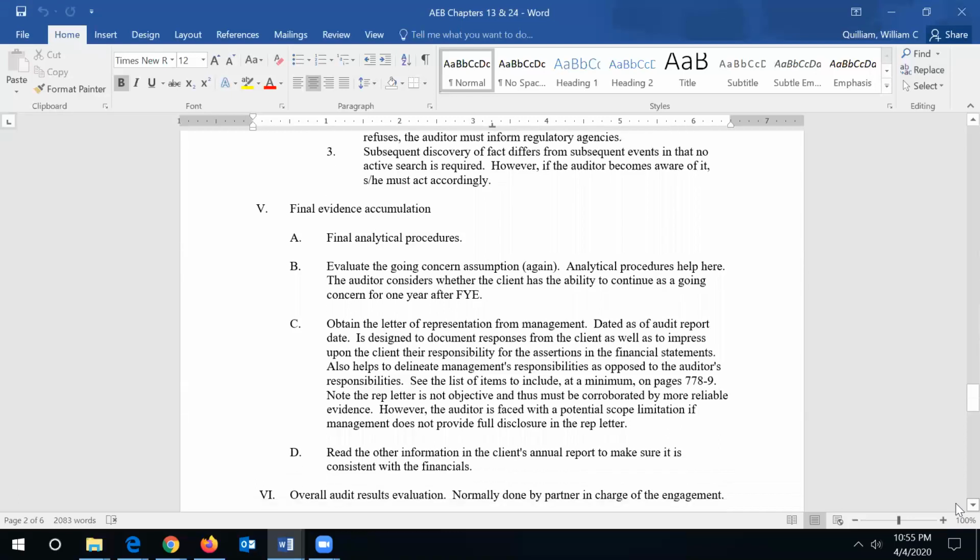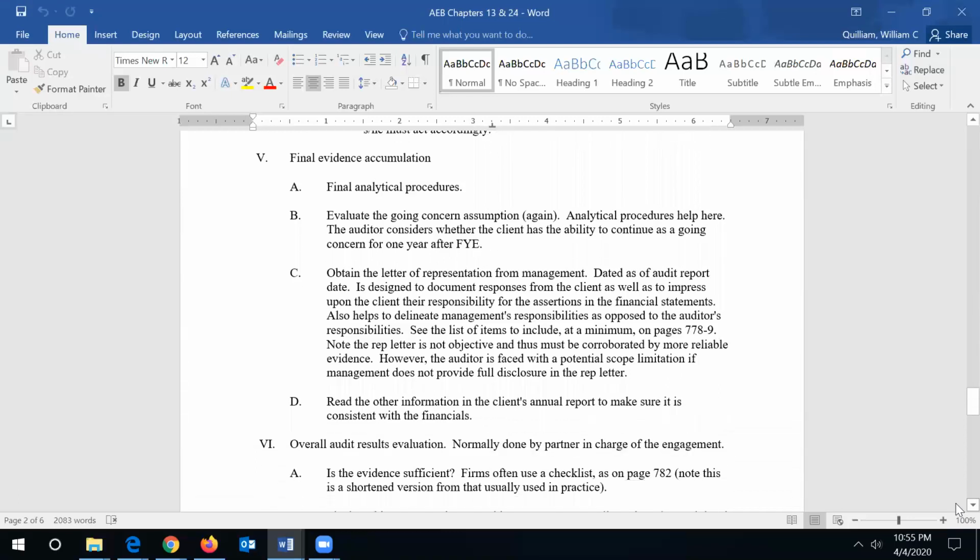Then the next section here is about final evidence accumulation to wrap up any loose ends. We will do some final analytical procedures just to make sure things are still on track. Then we will evaluate the going concern assumption once again, making sure that we think the client will still be in business for the foreseeable future. Analytical procedures help here because if we see the financial health is declining, such as a lower current ratio, we could have trouble. And the auditor is to consider whether the client has the ability to continue as a going concern for 1 year after a fiscal year end.